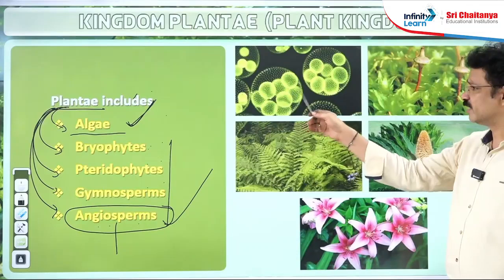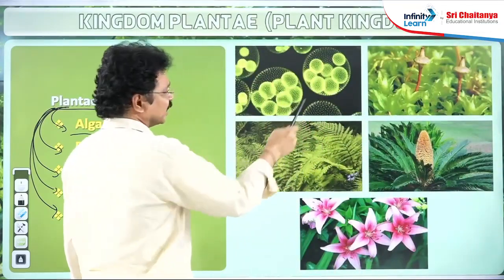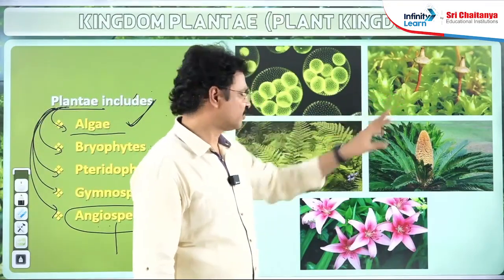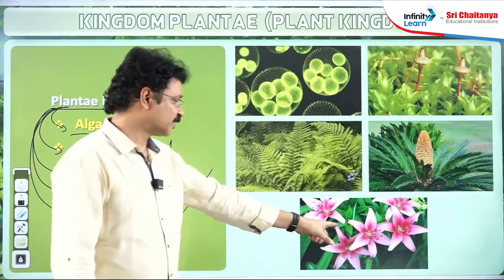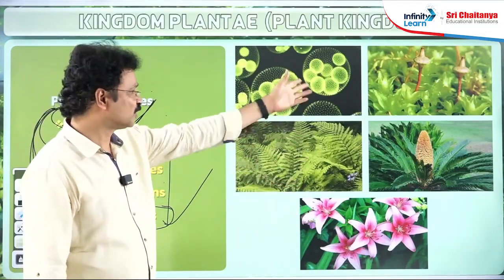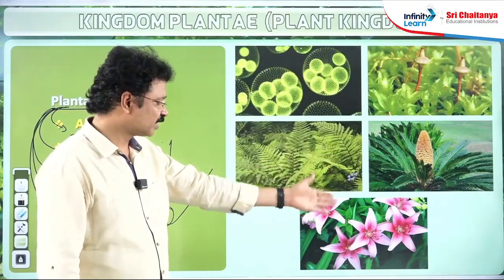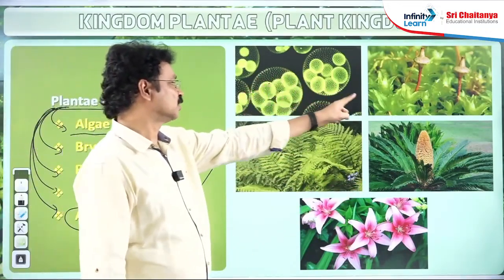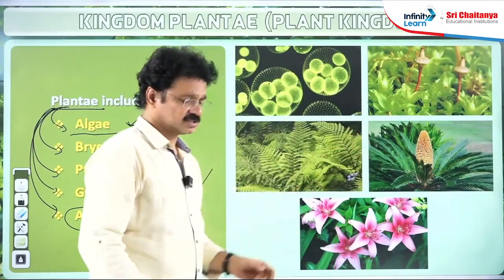Identify the structural variation between these five groups. These are algal members, purely aquatic, grown in water. Moist localities: bryophytes, pteridophytes, gymnosperms. But flowering plants are angiosperms. There are no flowers in the first four groups, but flowering, seed and fruit yielding plants are angiosperms. Algae, Bryophyta, Pteridophyta, Gymnosperms, Angiosperms.